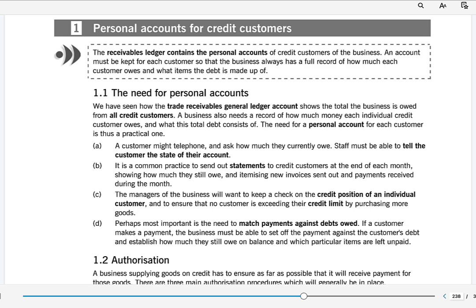So the system should be consistent. If you add up all customer balances, the total should match the trade receivables control account. Control account is the summary. Personal accounts are the details behind the summary.